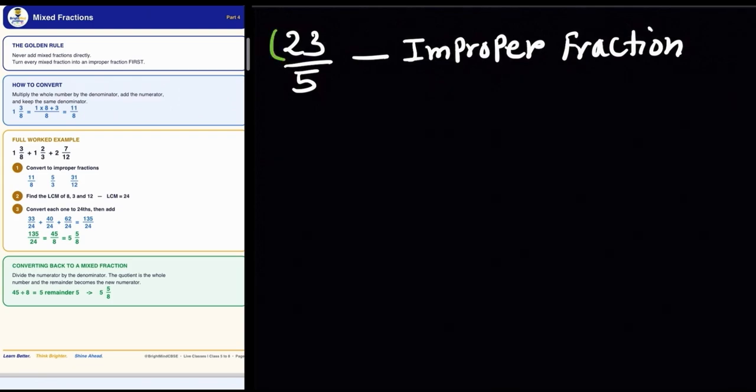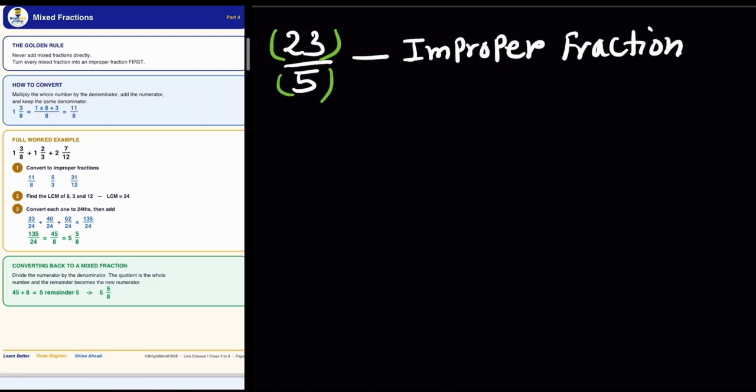Because this 23, the numerator, is larger than the denominator. This 23 is larger than the number 5. Okay, its numerator is larger than the denominator. Simple. So we can also convert this 23 by 5, an improper fraction, into a mixed fraction.